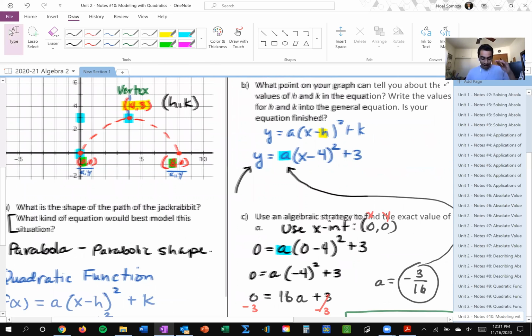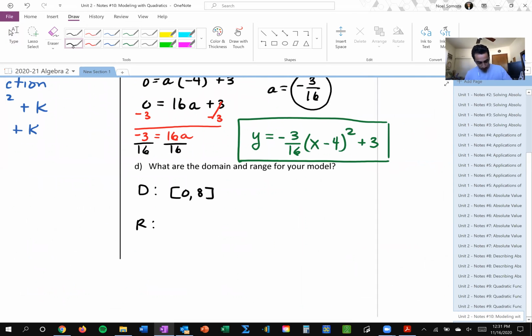Okay, we're talking about the height. So the range, we still include 0 because we can be at 0, right? The bunny is jumping from 0, and then it goes all the way up to 3, and that's the max height of the bunny's jump.